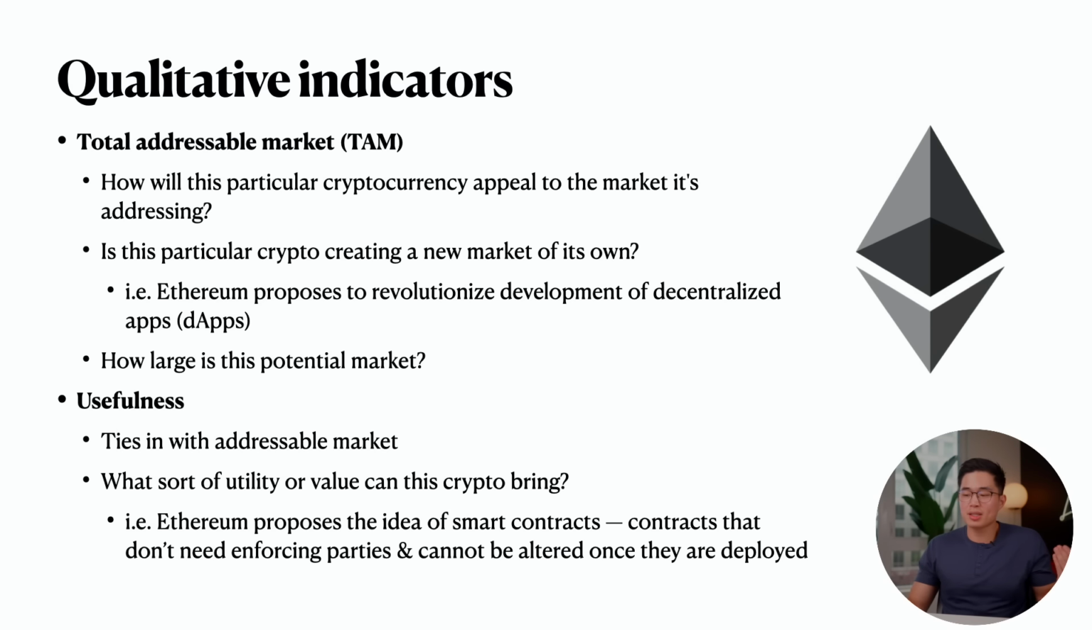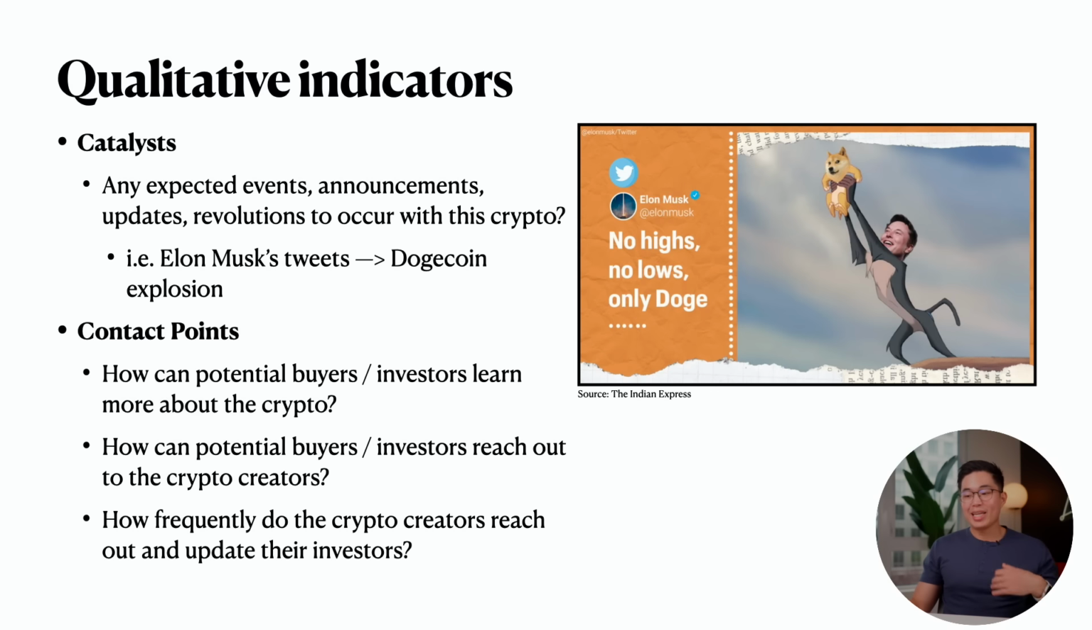And the usefulness, basically this ties in with the addressable market, like what utility or value can this crypto bring? If it's just a cash grab, then it's probably not going to have any utility. But if it actually does have some usefulness, then that is something that you do want to see with a cryptocurrency coin. Catalysts are any unexpected events, announcements, updates, or revolutions to occur with this crypto.